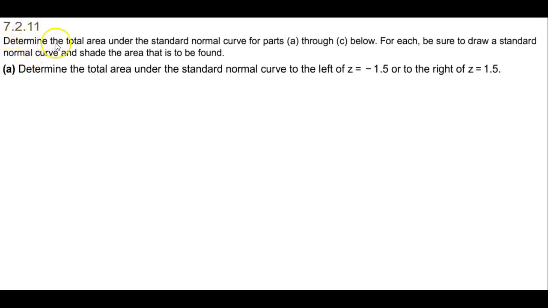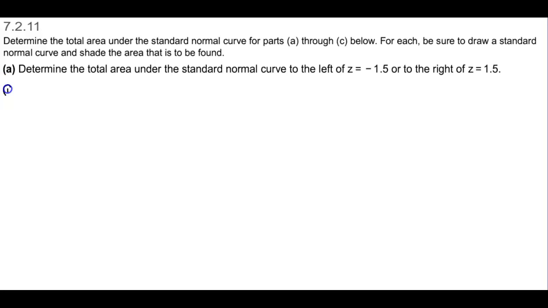7.2.11. Determine the total area under the standard normal curve for parts A through C. For each, be sure to draw a standard normal curve and shade the area that has to be found. So for part A, we want to determine the total area under the standard normal curve to the left of z equals negative 1.5, or to the right of z equals 1.5.